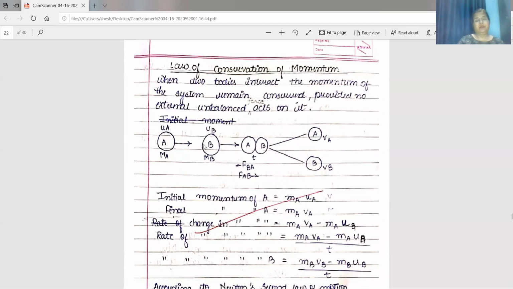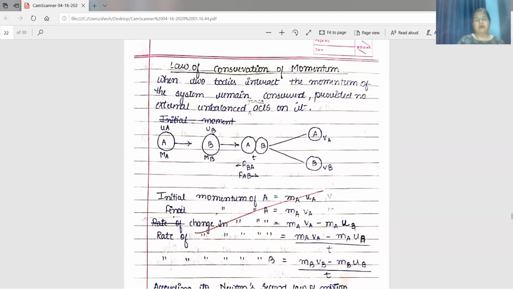They will collide. Let the two bodies collide and the collision lasts for time t. During collision, FAB is the force exerted by A on B and FBA is the force exerted by B on A. After collision, the two bodies move. Let the final velocity of the body A after collision be VA and the velocity of body B after collision be VB. Now the initial momentum of the body A is mass into velocity, so ma into ua.